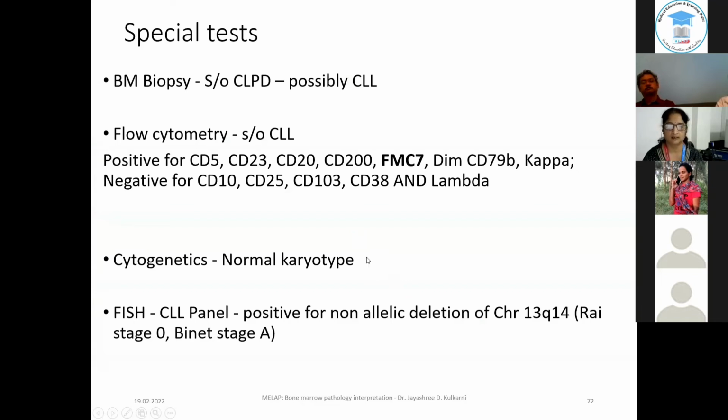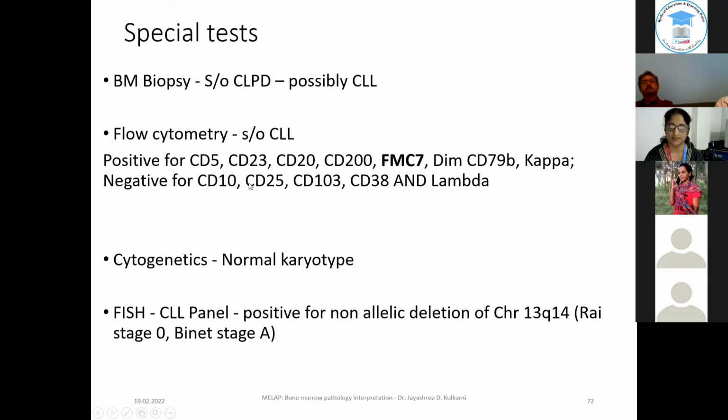Now, in this case, the flow was done and showed CD5 and CD23 positive. So it's a CD19 positive tumor actually, and gating on the CD19 positive cells showed CD5 and CD23 positive, which is very classical of CLL. And if CD23 is negative, you think of mantle. CD20 and CD200 are positive, but here in this case FMC7 was positive. Usually in typical CLL, FMC7 will be negative. In this case it was positive, so maybe it was an atypical CLL.